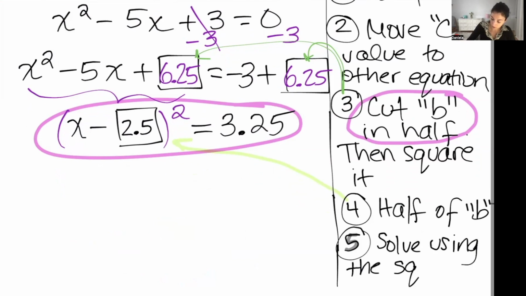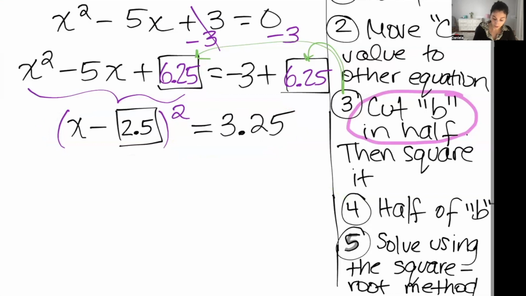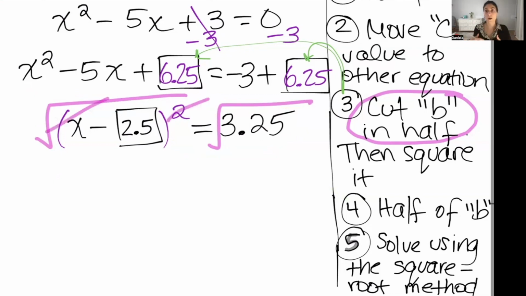Why is it called the square root method? Well, duh, because you're going to take the square root of both sides. Why are we going to do that? Because the opposite of squaring is square rooting, right? So when you take the square root, the squared goes away, and what is left is what's inside the parentheses. So we have x minus 2.5.